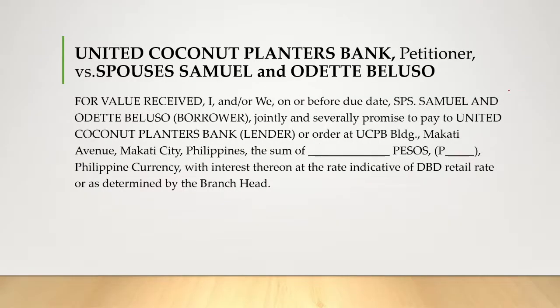So, ito yung nakalagay sa promissory note. For value received, I and or we, on or before due date, spouses Samuel and Odette Beluso, the borrower, jointly and severally promised to pay UCPB, the lender, at UCP building, the sum of blank pesos, Philippine currency. With interest thereon at the rate indicative of DBD retail rate or as determined by the branch head. So, yung interest rate depends on at the rate indicative of DBD retail rate or as determined by the branch head. So, is this provision violative of the Truth in Lending Act?